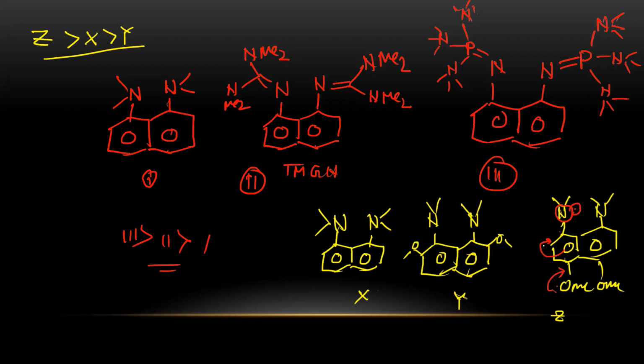if I write in another way, this OMe will put negative charge over the ortho position and para position. With the repulsion of this negative charge, the lone pair will get repelled more. So more repulsion in the lone pair will increase the repulsion on both sides. So overall, due to these two repulsions, the electronic repulsion of the lone pair will be much higher in case of Z.